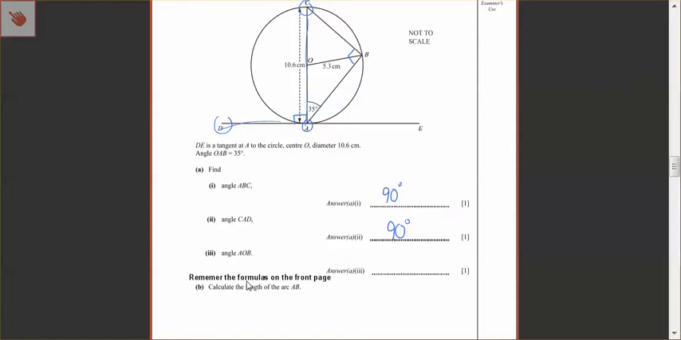This is where you remember the formulas on the front page. Angle AOB, so that's A to O to B. So that's this angle. Now this is the one we have to calculate. If I rub out those 3 lines, we're trying to work out that angle. What is the method?